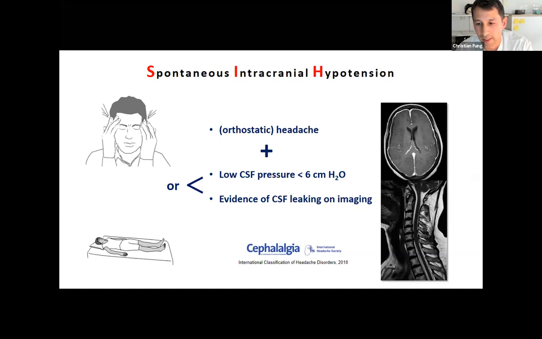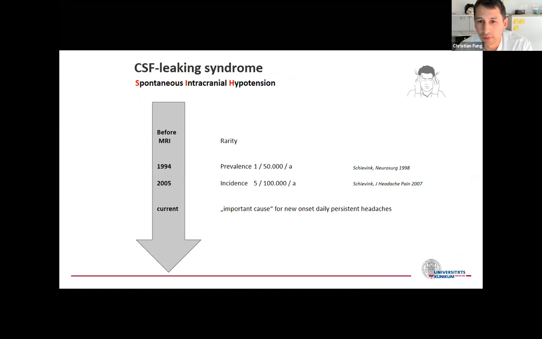How often do we diagnose spontaneous intracranial hypotension? I think before the introduction of the MRI into daily clinical practice, SIH was a rarity. It was rarely diagnosed. Doctors didn't know about the disease, but now, with increasing MRIs being done and the bright awareness of the disease, I think nowadays SIH can be interpreted as an important cause for daily and new onset headaches. And actually it has an incidence comparable to aneurysmal subarachnoid hemorrhage. So I think neurosurgeons must be aware of this disease and must know how to diagnose and treat it.